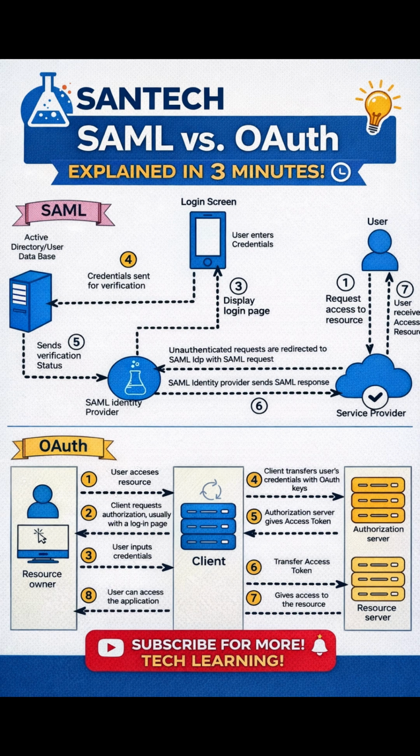So here's the final cheat sheet. SAML equals authentication, enterprise single sign-on, XML-based, browser redirects. OAuth equals authorization, token-based access, API and mobile-friendly, scoped permissions. And bonus, if you hear OpenID Connect, that's authentication built on top of OAuth. Now you'll never confuse them again.